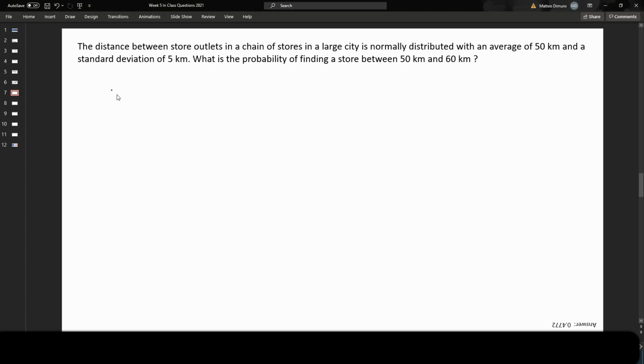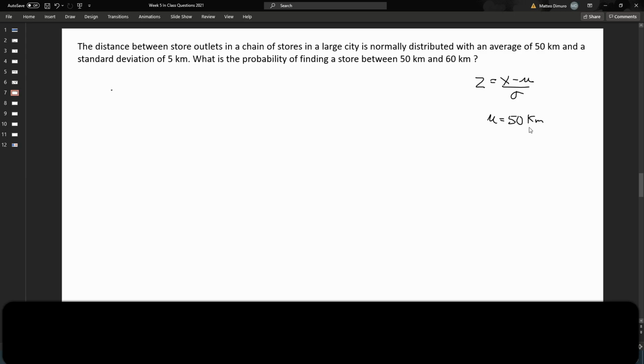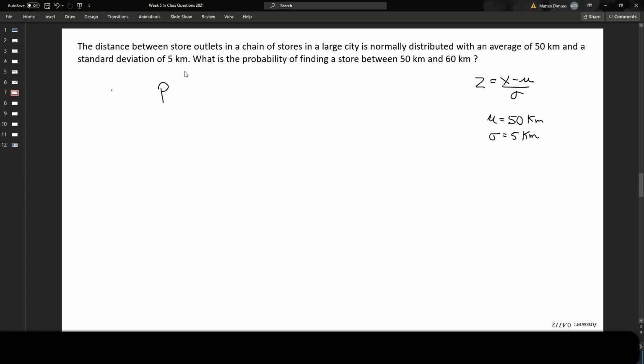All right, my friends, another question. So the distance between store outlets in a chain of stores in a large city is normally distributed. Great. Well, then you know that you're probably using this formula. With an average of 50 kilometers, okay, so that's the mean. It doesn't hurt to write the units. And a standard deviation of 5 kilometers. So, as promised, what's the probability of finding a store between 50 and 60 kilometers?